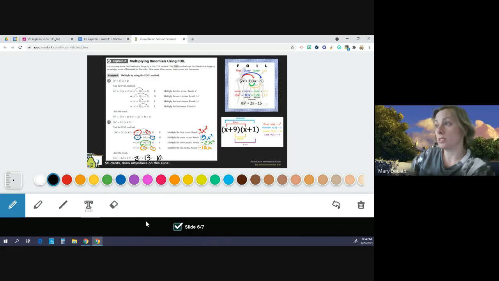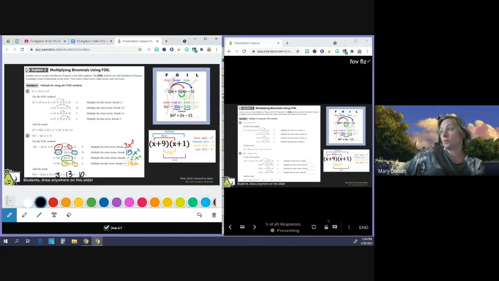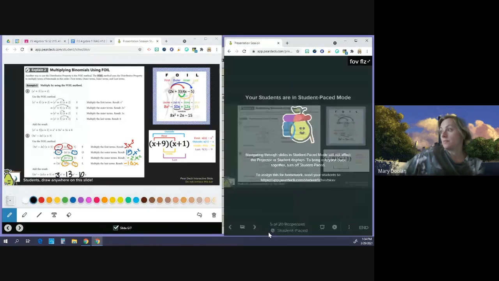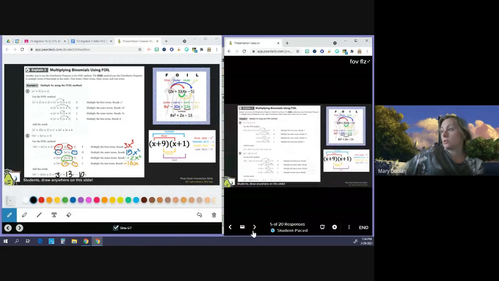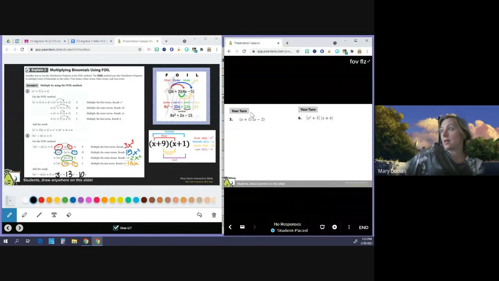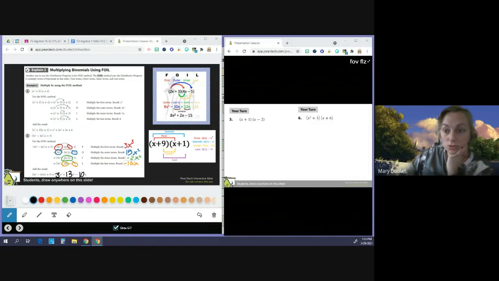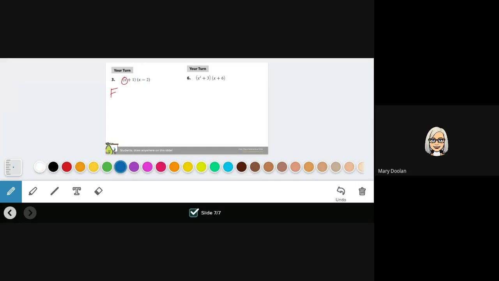So there is one more slide where you can use any method you want to use. Okay, I'm going to put you on to student pace mode right now. And then what you're going to do is try these last problems, okay? You can use FOIL. You can use algebra tiles. You can use the distributive method. It's up to you which method you can choose to use. That's your choice.